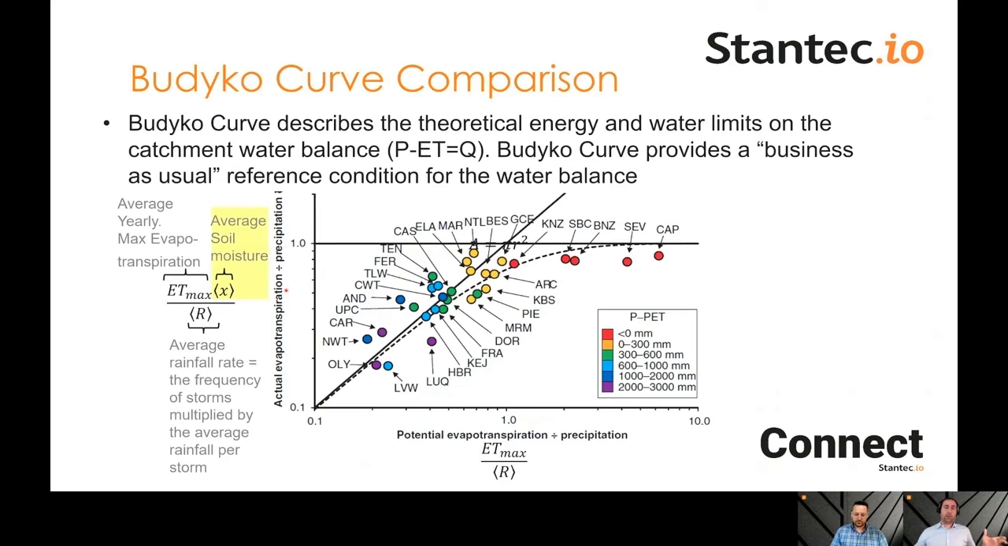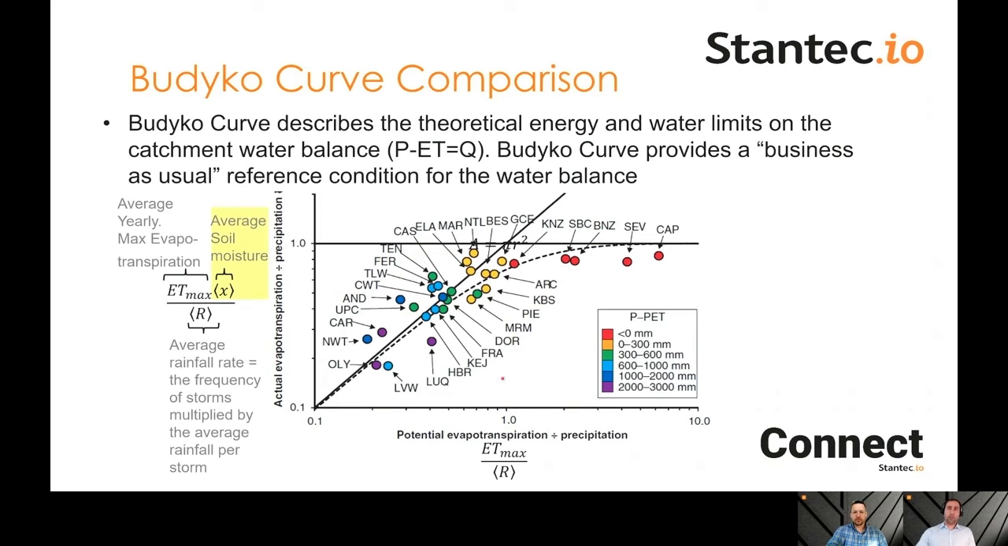We can look at this on a yearly basis, and we can calibrate some of the hydrologic unknowns, in particular the hydrologically active soil depth, so that we match relationships that are universal across a variety of environments. So one of those is the Budyko curve, which describes theoretical energy and water limits on a catchment water balance. So the x-axis describes potential evapotranspiration divided by precipitation. So it's like a dryness index. So at 0.1, we're in a wet environment.